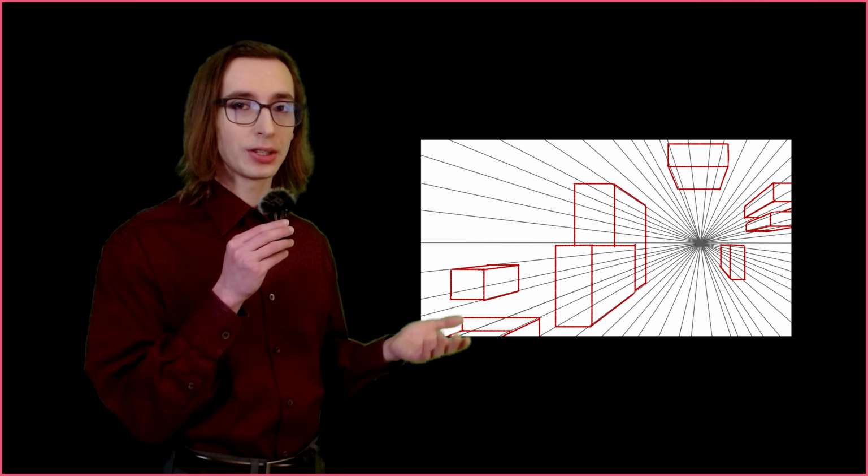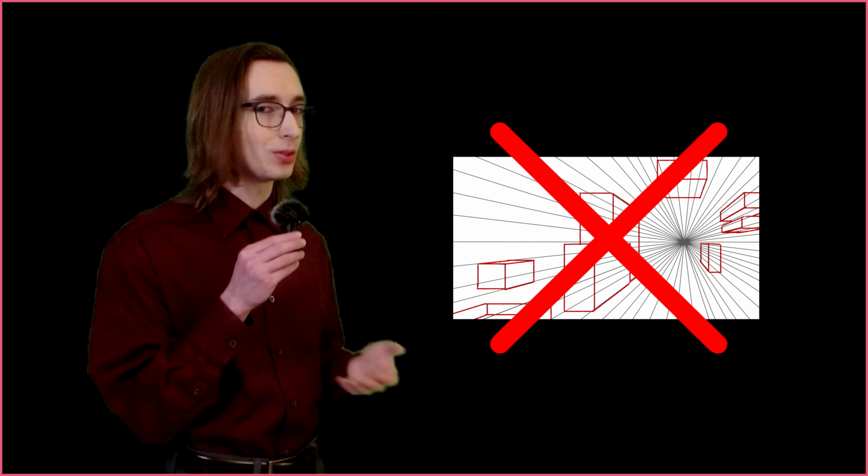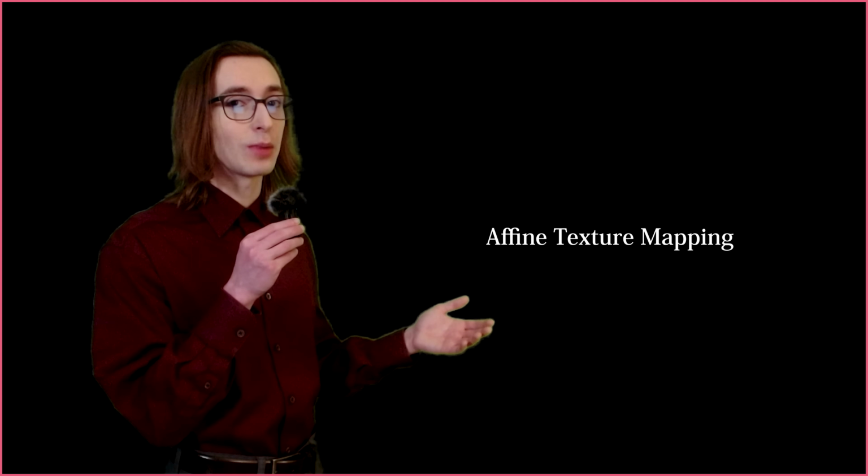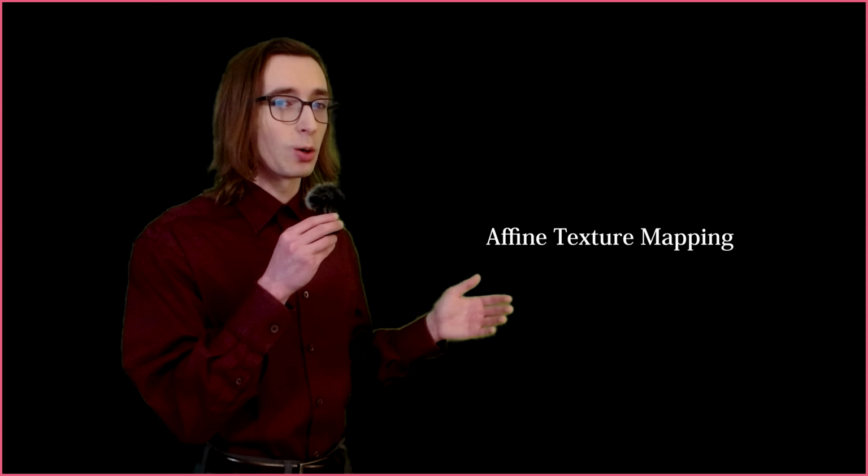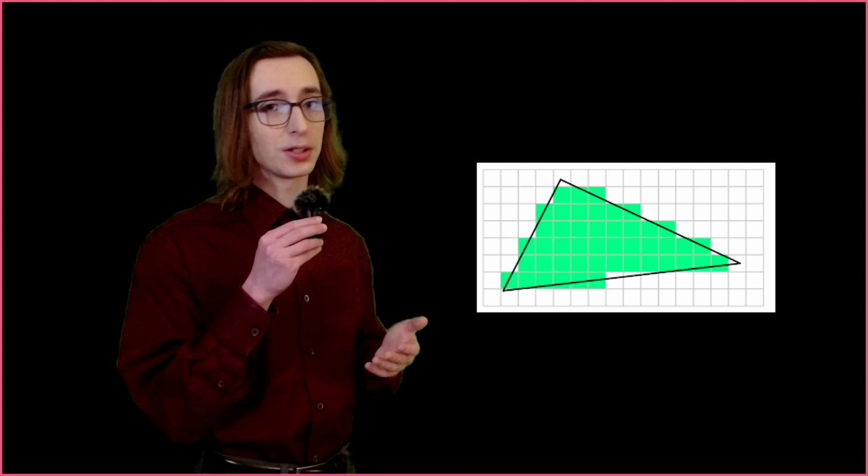The GPUs of today account for perspective when sampling textures, while the PS1 GPU did not do this, instead utilizing a technique called affine texture mapping. To understand what this means though, we first must learn about how we go from a polygon in the scene to pixels on your screen.